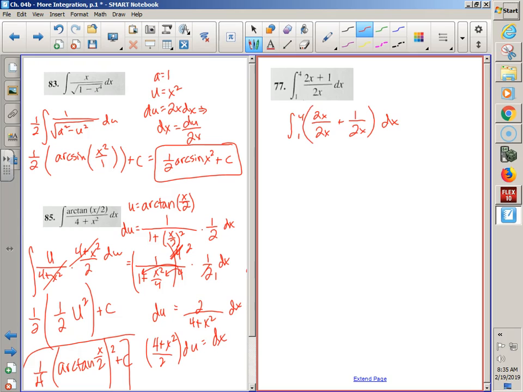2x over 2x, I need to divide, is 1 plus 1. Isn't that like 1/2 times 1 over x? Why am I showing it like that? Yeah, it's ln. So I can just say x plus 1/2 ln of x. Nice thing is, I don't even need u sub for this one. Not really. As long as I remember I can divide.